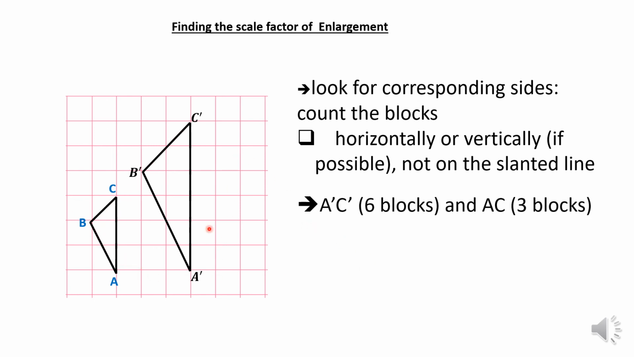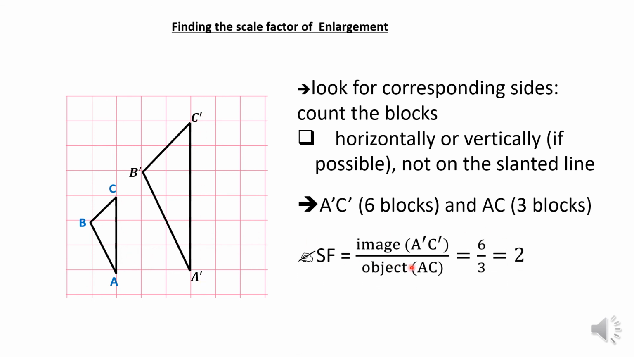So AC, this one here, is 6 blocks. This one here is 3 blocks. And that already gives me image over the object. Always remember, it is image over the object, not the other way around. And this is 2, that is the scale factor. All right, use the formula. It's very useful. It's going to save you a lot.